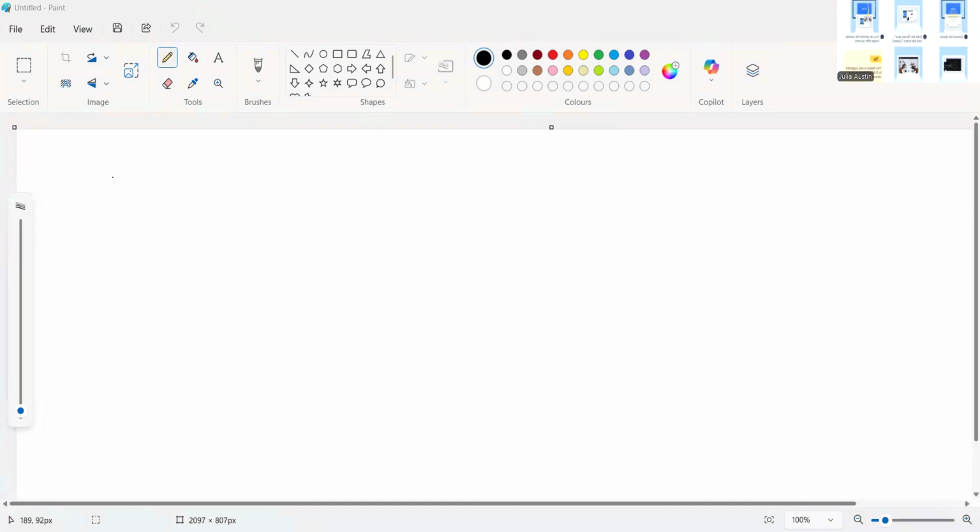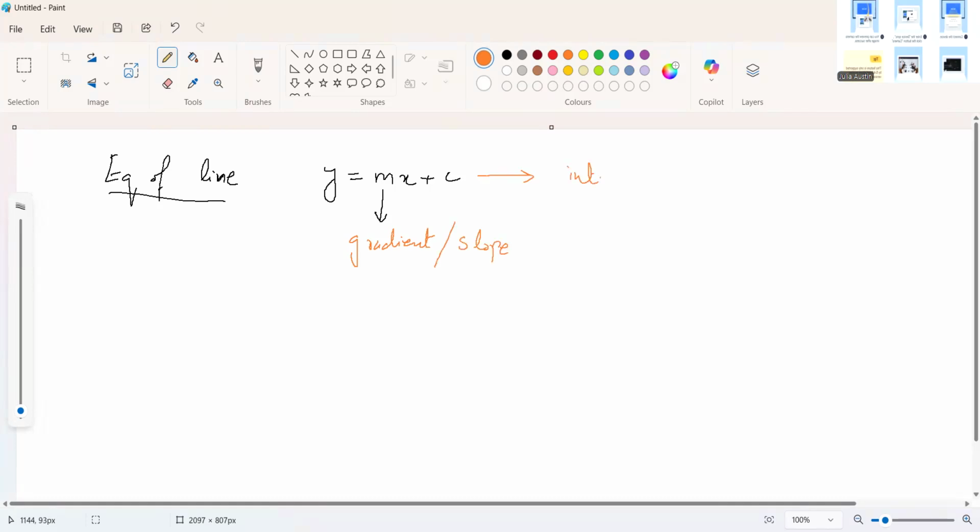Today we will learn about equation of line. So whenever we say equation of line, it's basically a straight line every time. So equation of line is generally given by y is equal to mx plus c, where m is known as the gradient, or it is also known as slope. C, on the other hand, is generally written as intercept, or it is also known as y-intercept.